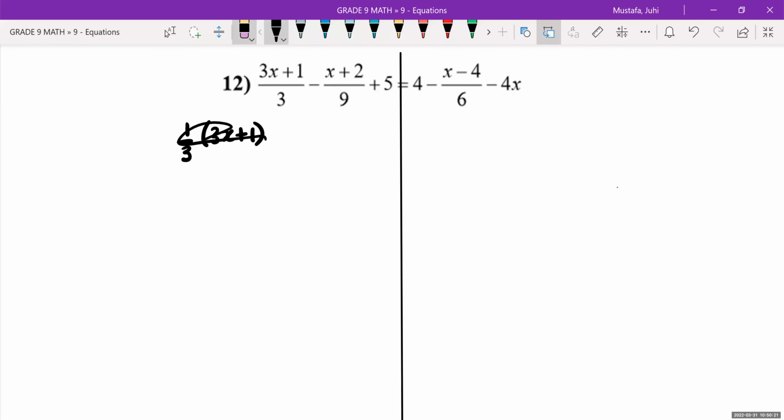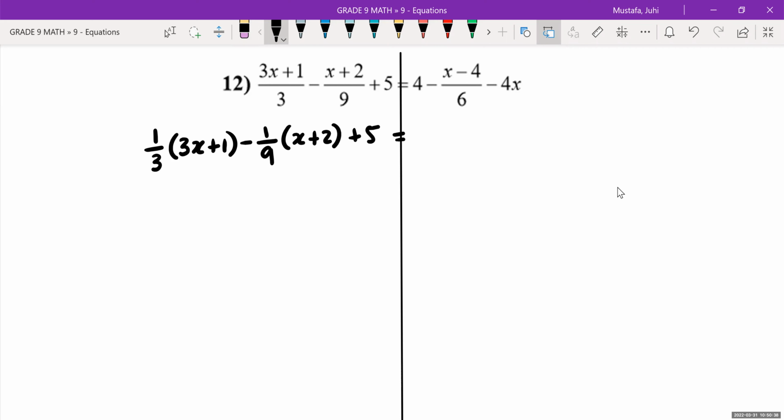I run out of space. So 1/3 bracket 3x plus 1. Then it's going to be minus 1/9 bracket x plus 2 plus 5 is equal to 4 minus 1/6 bracket x minus 4 minus 4x. Did you guys all get that as your first step? Okay.